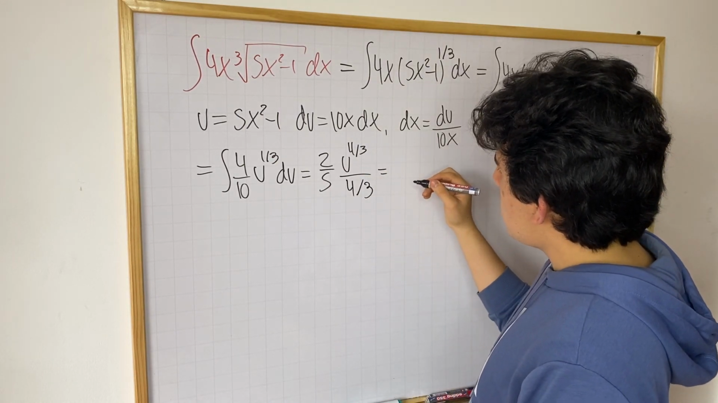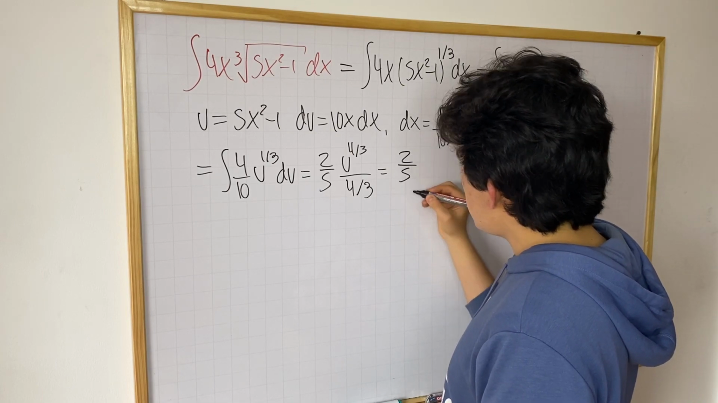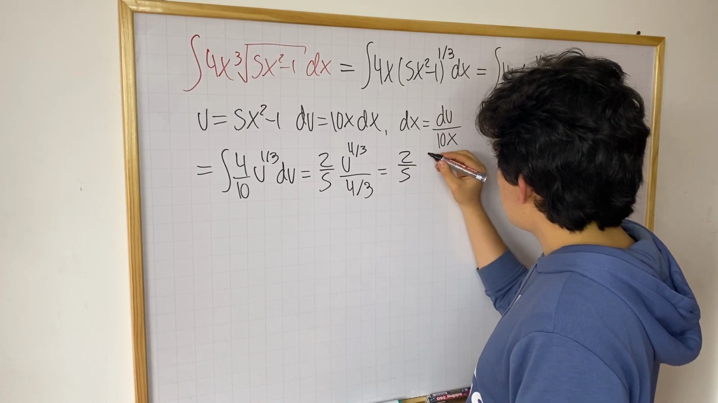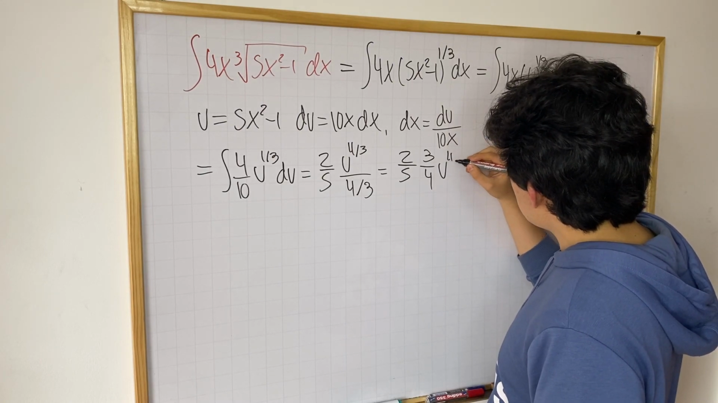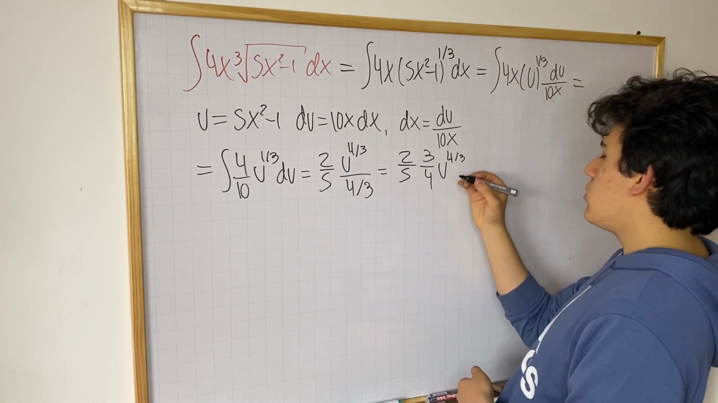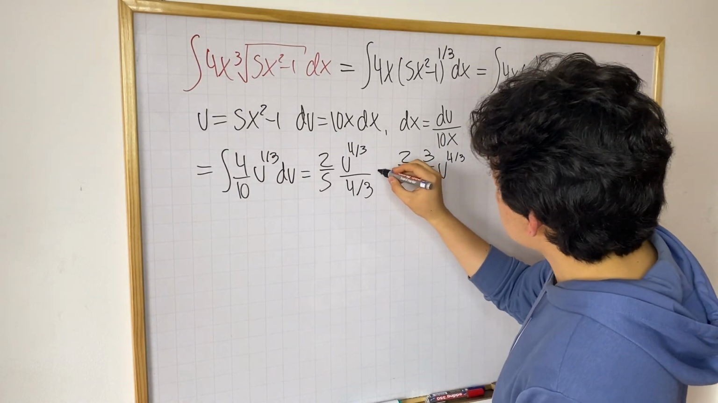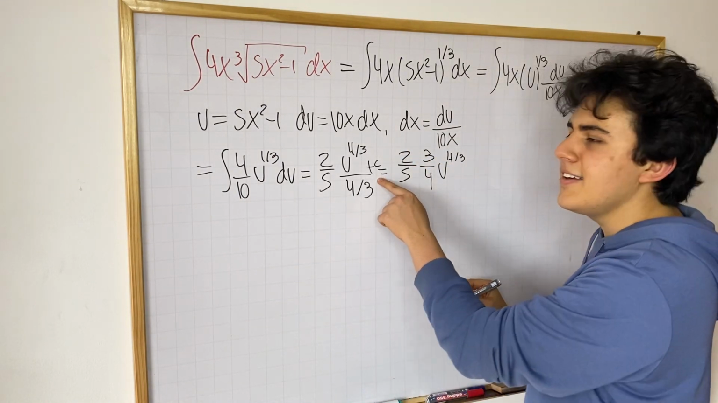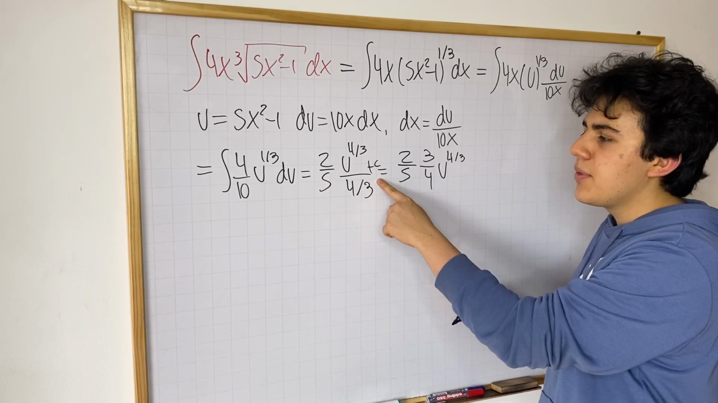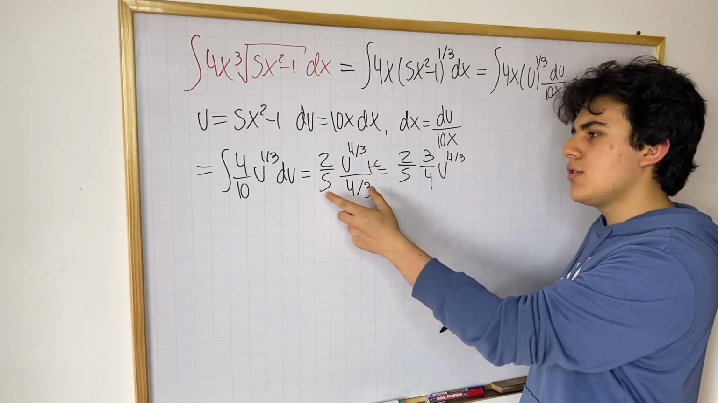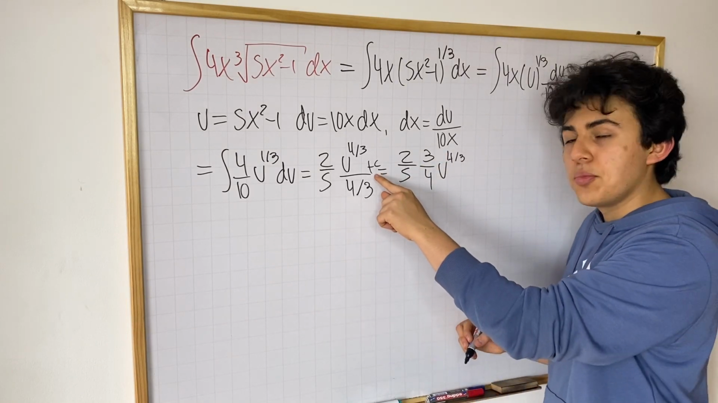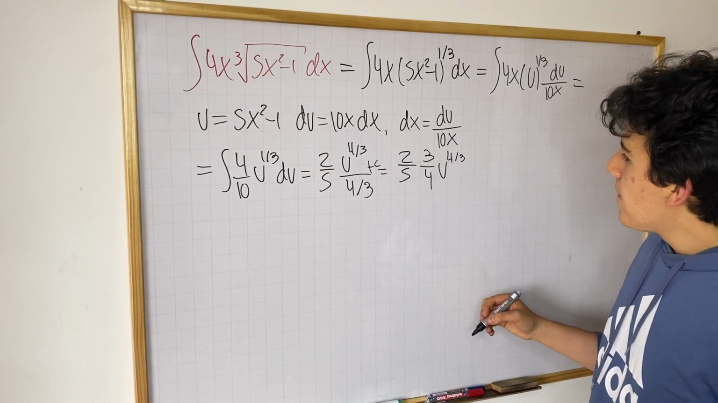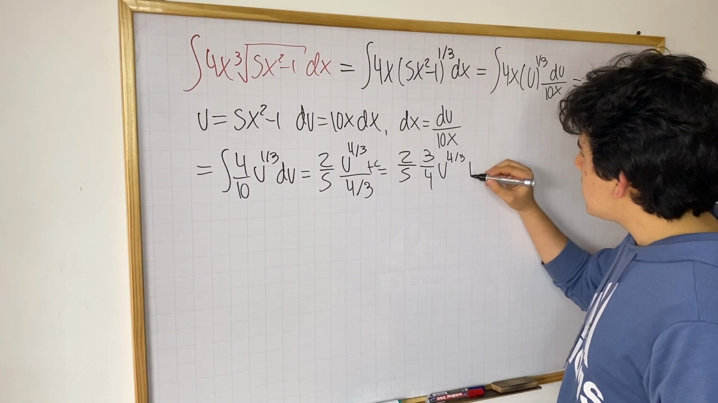Now this is going to be the same as if we had 2 over 5. We just simply now need to do the arithmetic. So this is going to be 3 over 4 times u to the 4 over 3, and of course I missed here the plus c. You can't forget the plus c. It's a very bad habit to just write the algebra and forget about the constant. You can't forget about the constant. So plus c there, don't forget about it. And this is going to be plus c, of course.